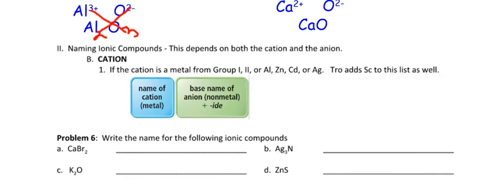So naming, I think, is a lot easier than writing the formulas, okay? It says this depends on both the cation and the anion. Now, if the cation is from group 1, 2, or aluminum, zinc, cadmium, or silver, then it says Trout will add scandium to the list. I've never seen scandium in any other textbook, so I'm going to go with not, all right, but just an FYI, Trout does this.